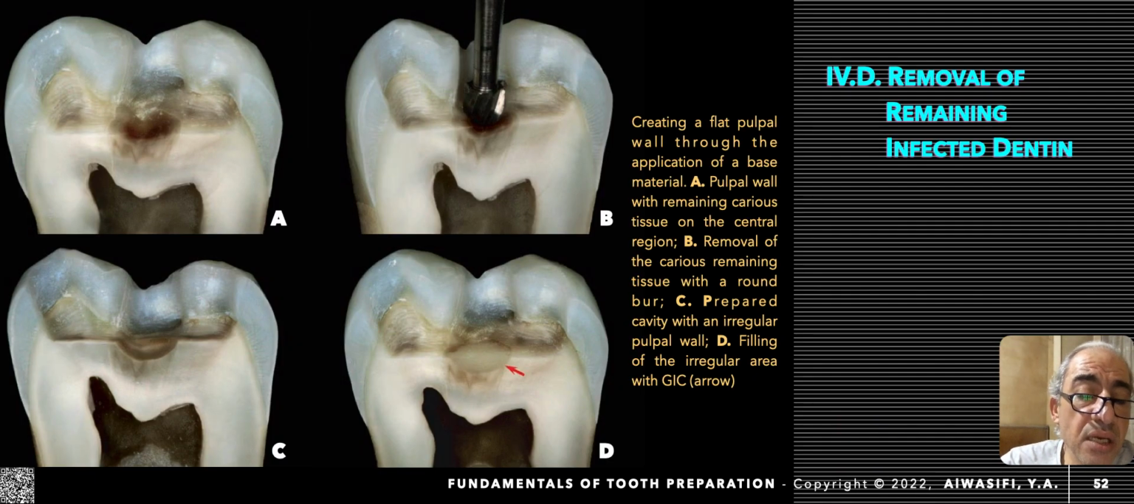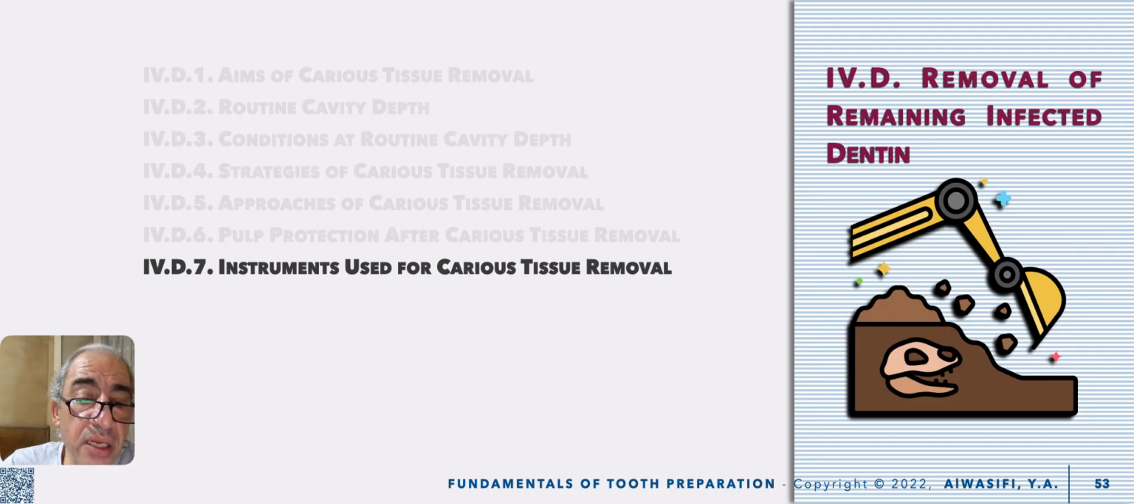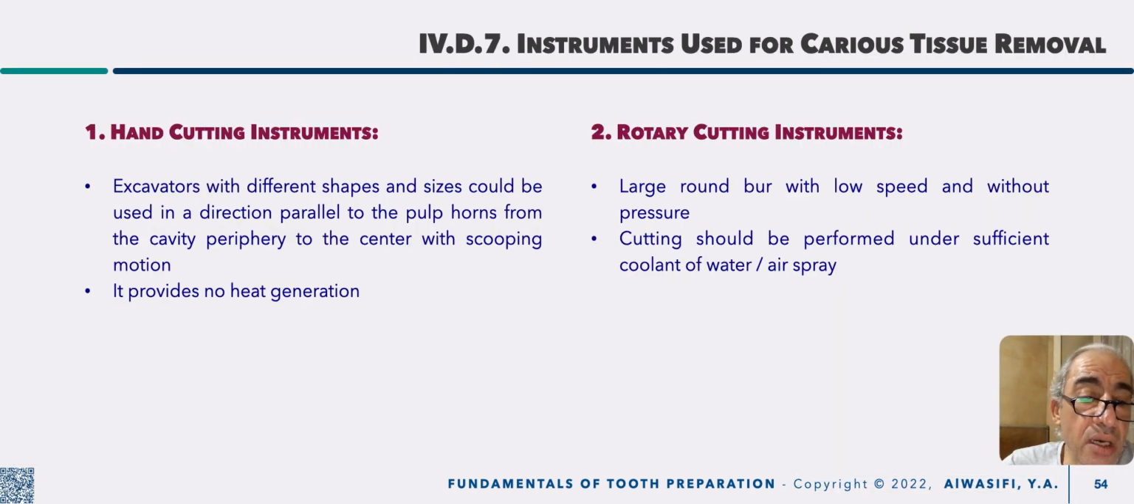This is a clinical view of a case. If you remember this case, we spot removed parallel to the recessional line to the pulp until we reached firm dentine and applied a base material. What are the instruments used for carious tissue removal? We used either hand instruments, using an excavator in a direction parallel to the recessional lines, from the periphery to the center in a simple scooping motion. This is the right side excavator. Then from the periphery to the center, using the left side excavator.